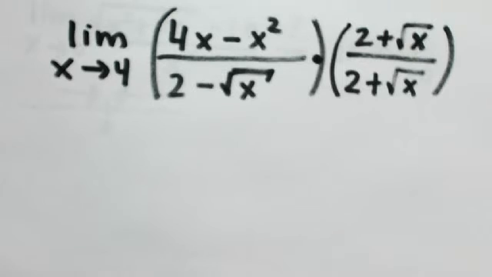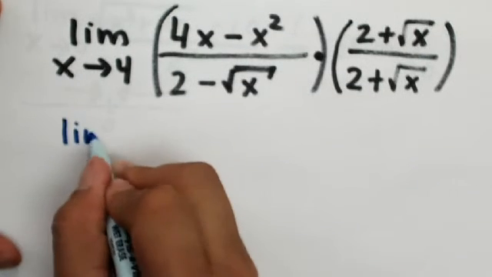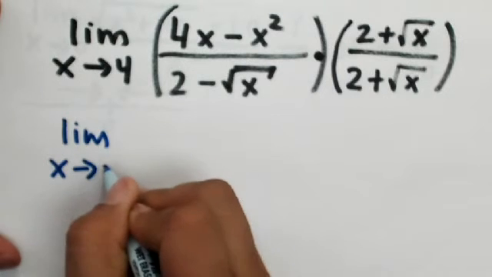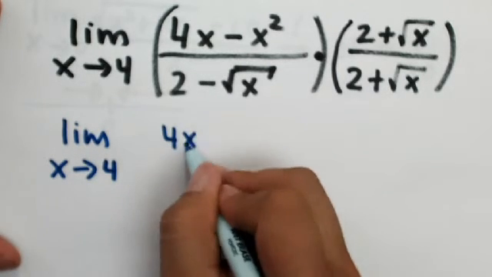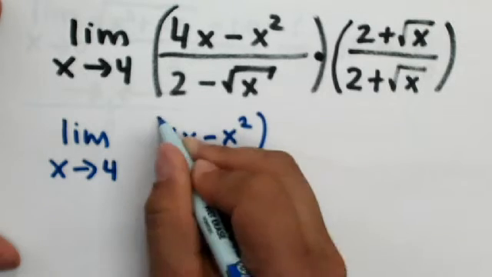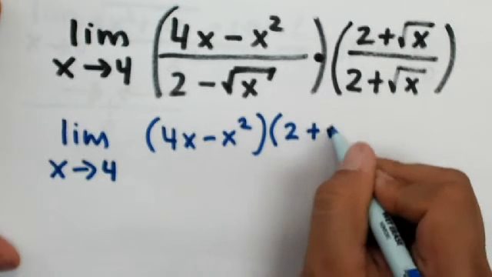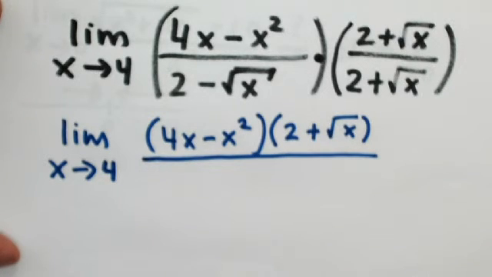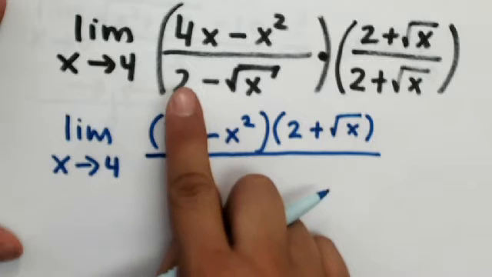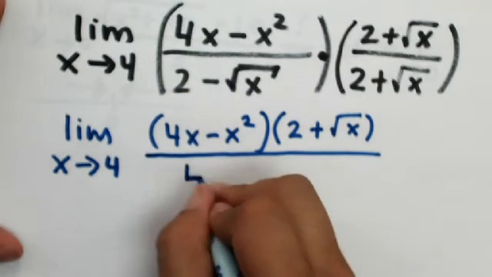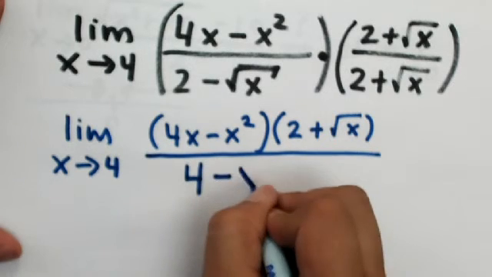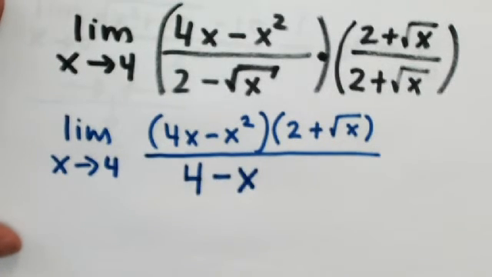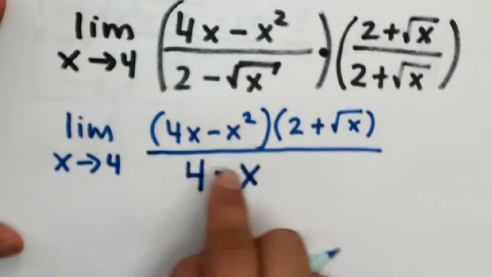Now, that's the conjugate. This is 4x minus x squared. I'm going to leave the numerator alone. What is our denominator, though? Remember when you take the conjugate, what was the short way I taught you? Square minus square. So it would be 4 minus x. Huh, that's strange because nothing seems to be canceling.